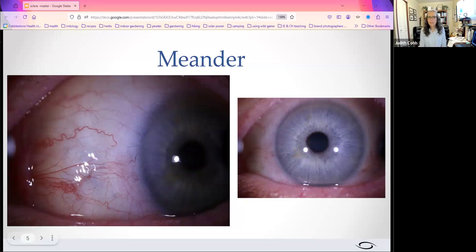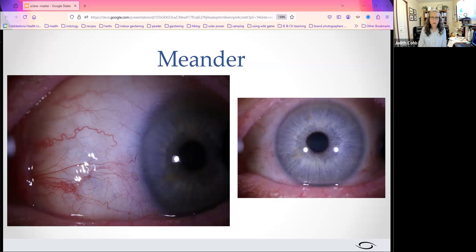Now, meanders are these vessels that are twisty and turny, and they suggest a predisposition towards congestion in his circulatory system. Depending on where it's placed in the iris, or in the sclera rather, will tell us which organs are at risk, which organs are having their circulatory systems congested.